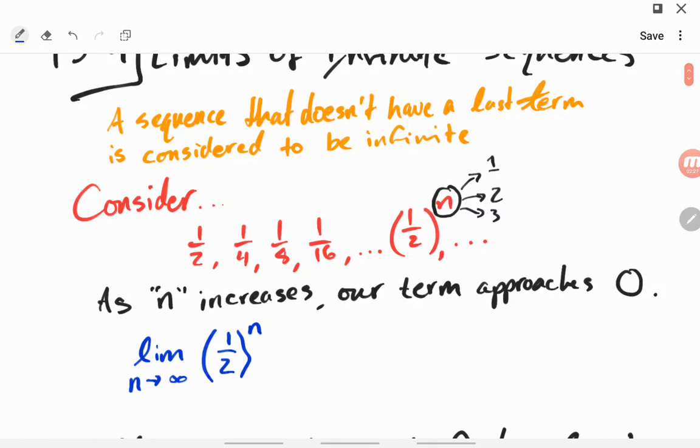And we can actually find this and show that this is equal to 0. As n gets bigger, our sequence approaches 0.